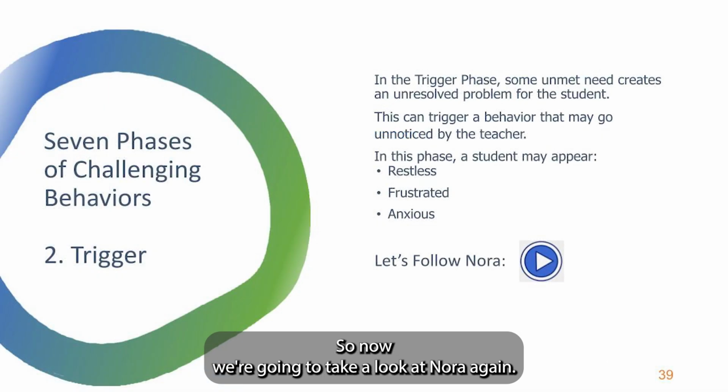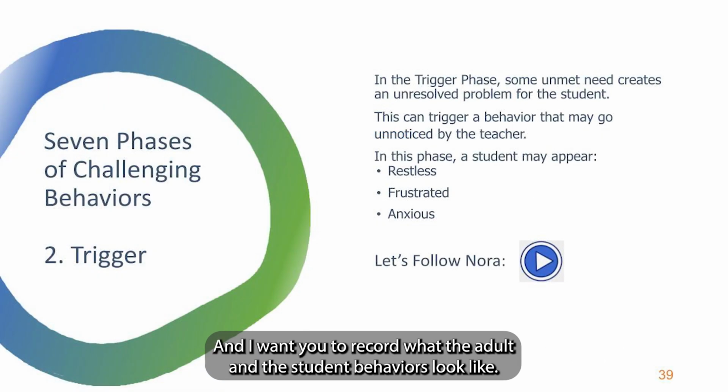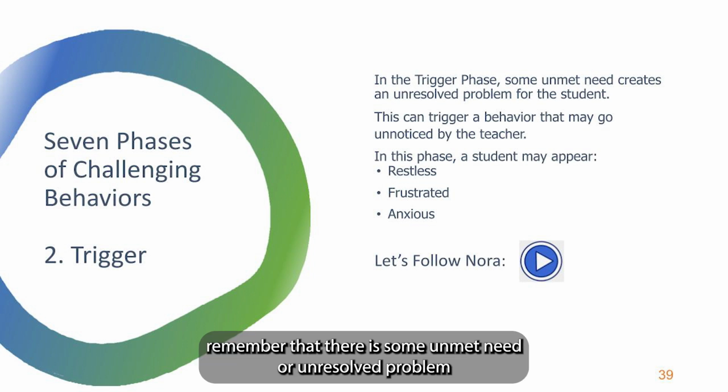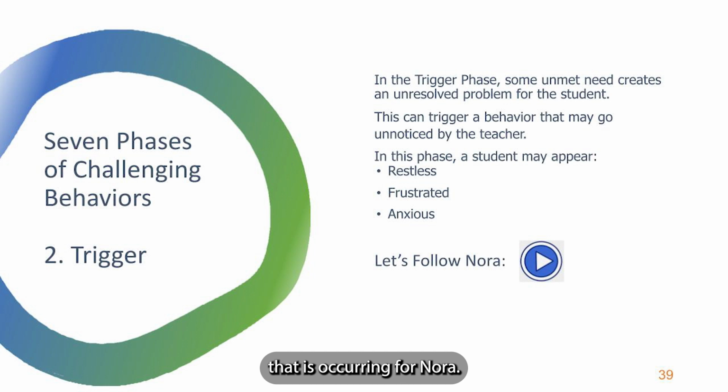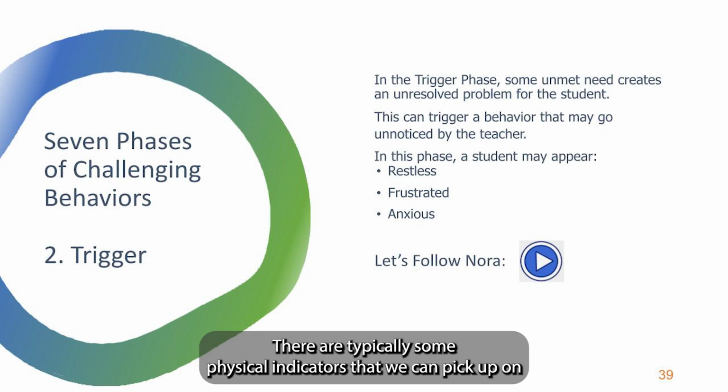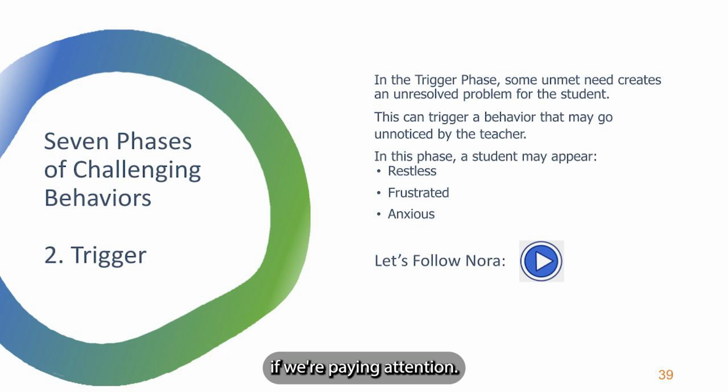So now we're going to take a look at Nora again, and I want you to record what the adult and the student behaviors look like. As you watch the video, remember that there is some unmet need or unresolved problem that is occurring for Nora. In general, students may look restless, frustrated, or anxious. There are typically some physical indicators that we can pick up on if we're paying attention.